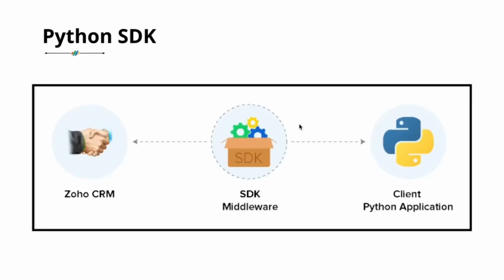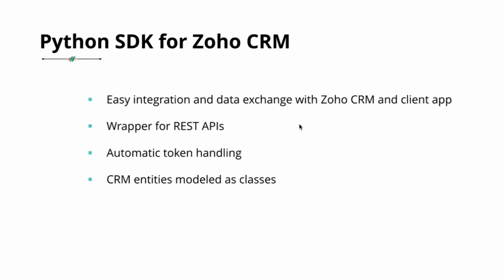Now, any SDK acts as a middleware between Zoho CRM and the client application. So similarly, the Python SDK for Zoho CRM acts as a middleware for your client application to use data that is there in Zoho CRM. So because Python SDK for Zoho CRM is available, it makes it very easy for you to integrate your application with Zoho CRM and then use data that is there in Zoho CRM.